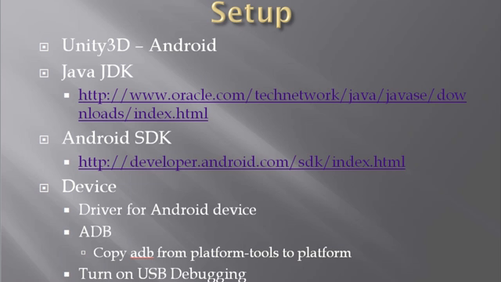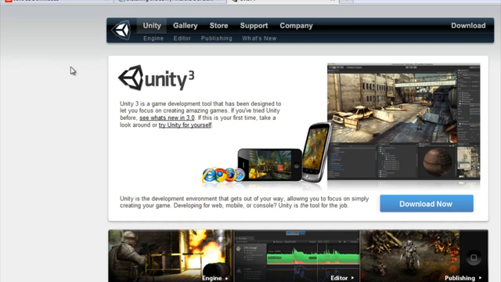The first thing you need to do is get the Unity3D Engine for the Android. This is available from the Unity website. It can be easily purchased and installed on your system. Doesn't matter whether you're running a Mac or a PC, it will install and you can get development going in no time. So that's step one.